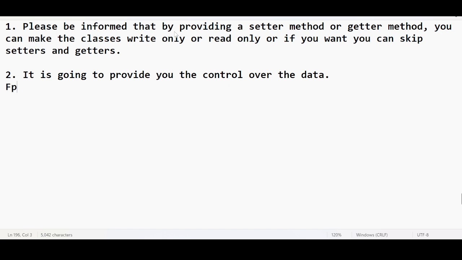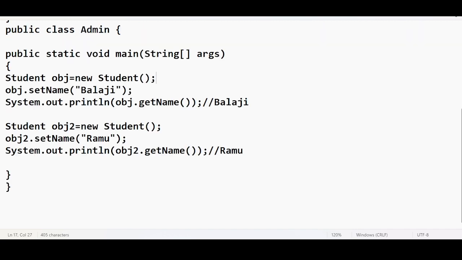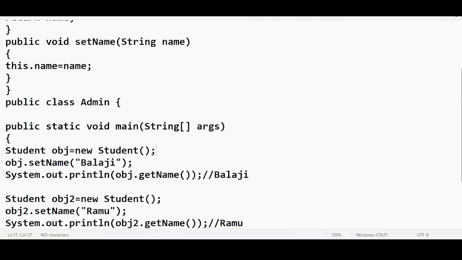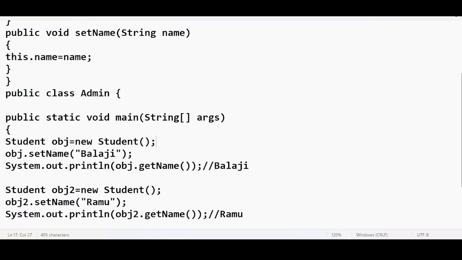For example, if there is a requirement to set an integer value that is greater than 100. For example, where is our example? Okay, this is our example now. See here, I am passing the value Balaji.